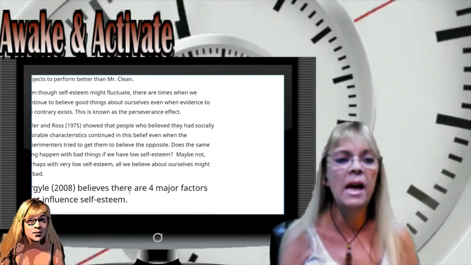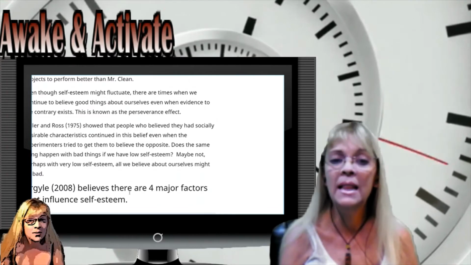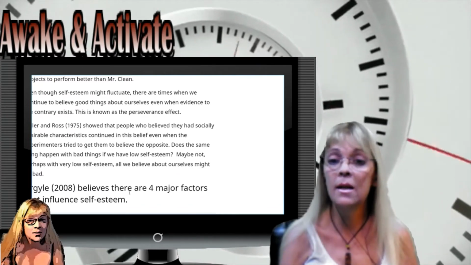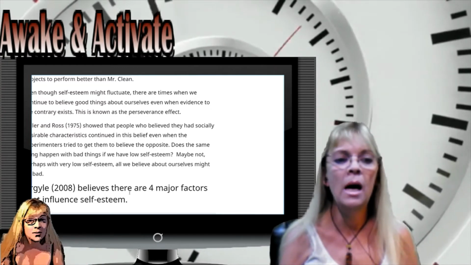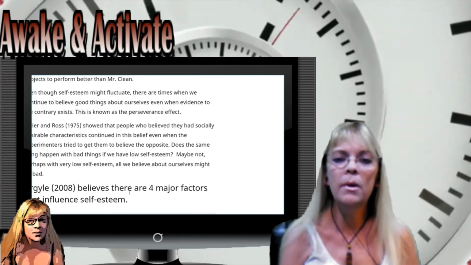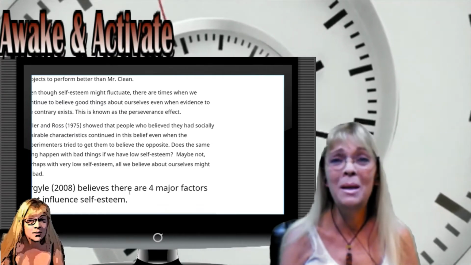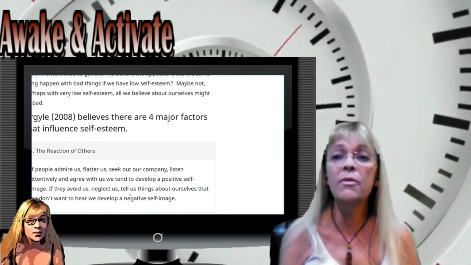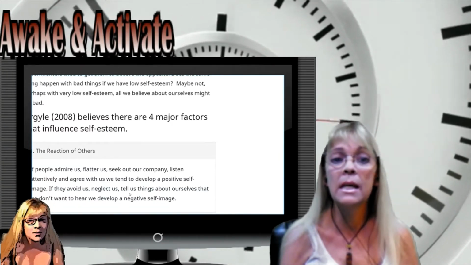Does the same thing happen with bad things if we have low self-esteem? That's a question. Okay, maybe not. Perhaps with very low self-esteem, all we believe about ourselves might be bad. Okay, Argyle in 2008 believes there are four major factors that influence self-esteem.